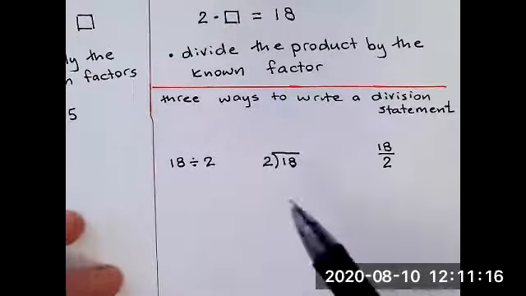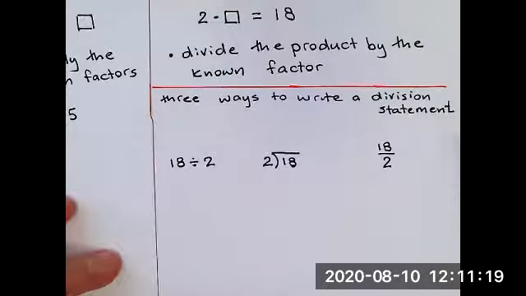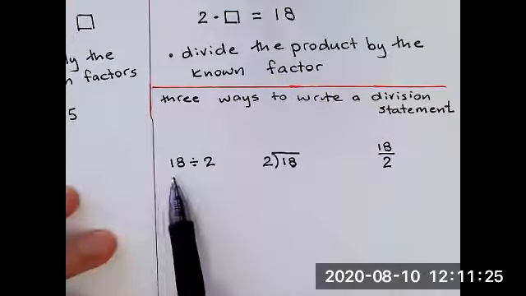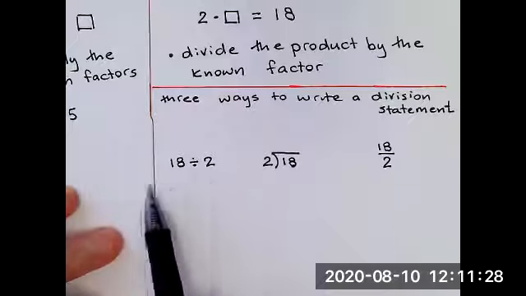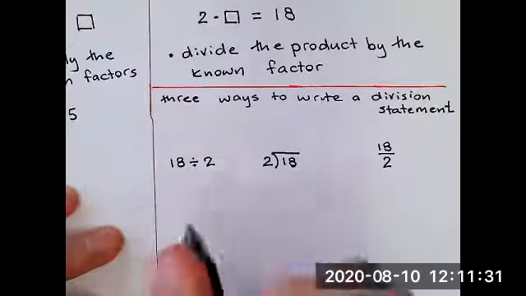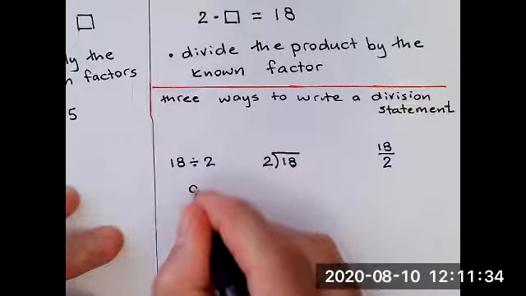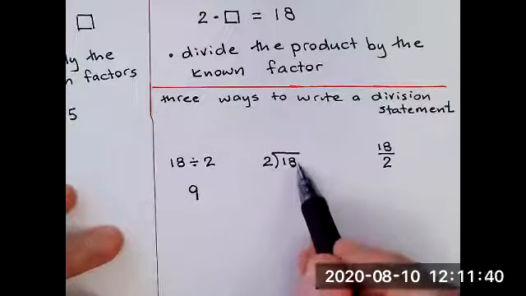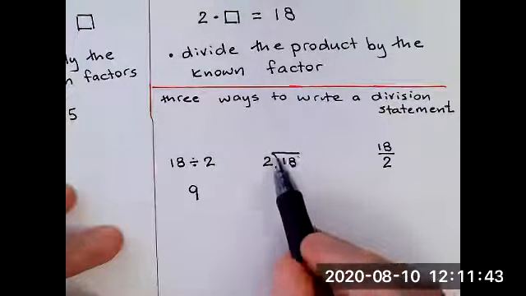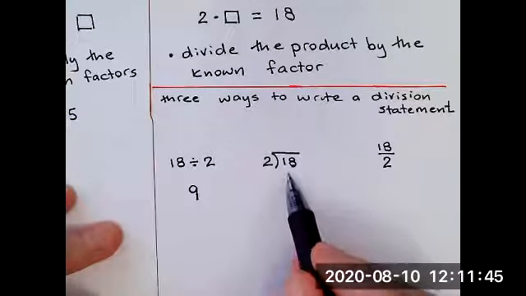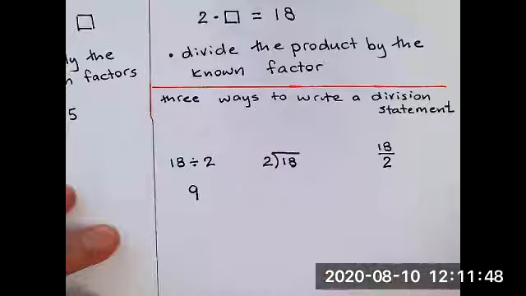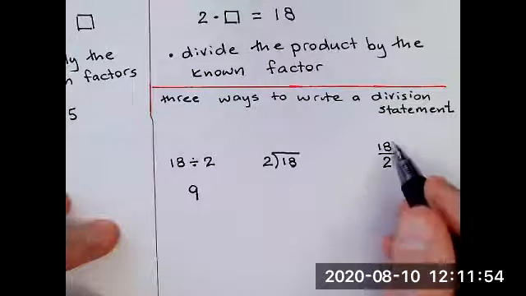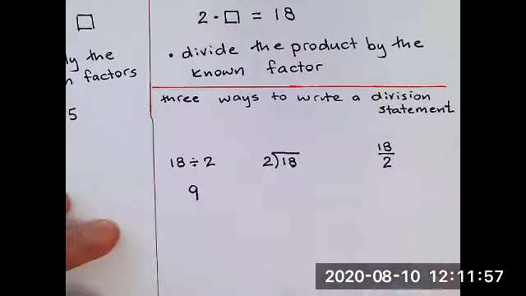You also need to know all three ways to write a division statement. When you're looking for this missing factor, it's either 18 divided by 2, and since that goes in evenly, that's the easiest way for this particular problem. If you're looking for the decimal and it doesn't divide evenly, you can write it as 2 divided into 18. If you want your answer in the form of a fraction, you write it as 18 over 2.